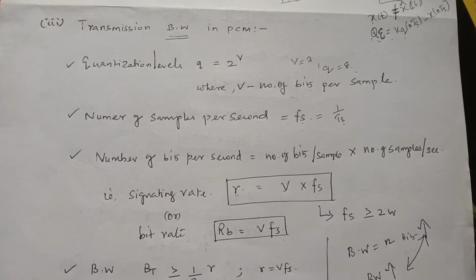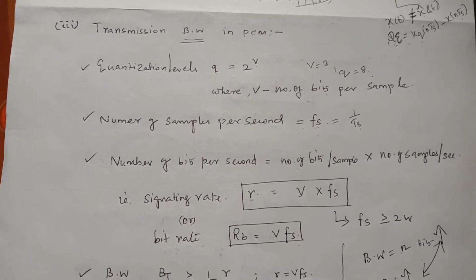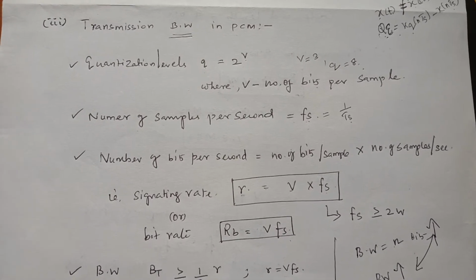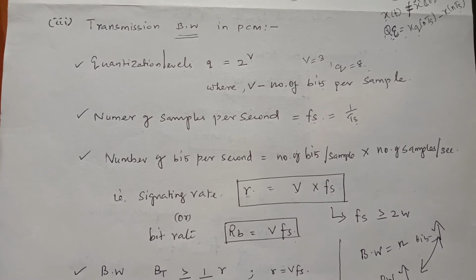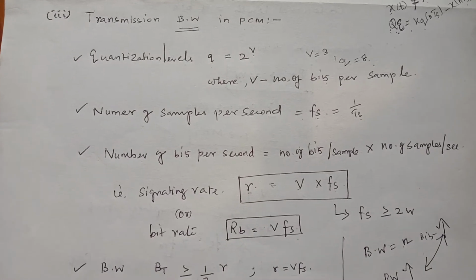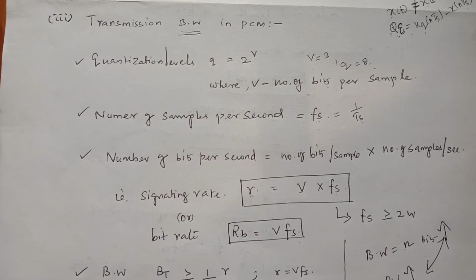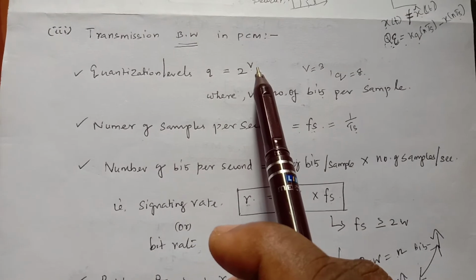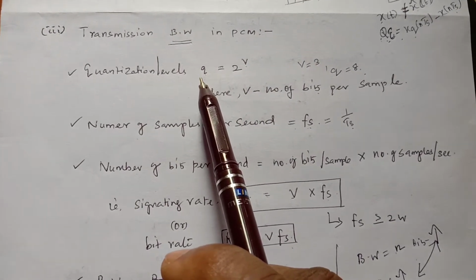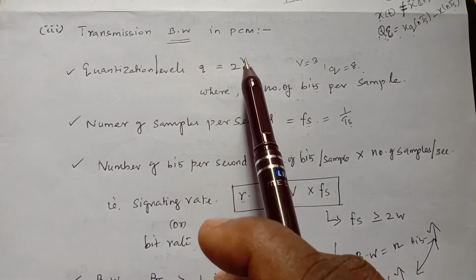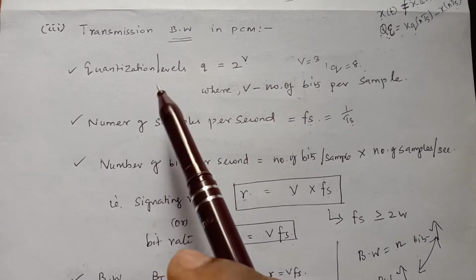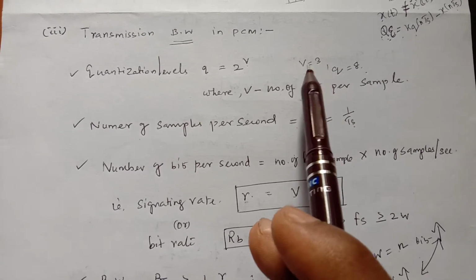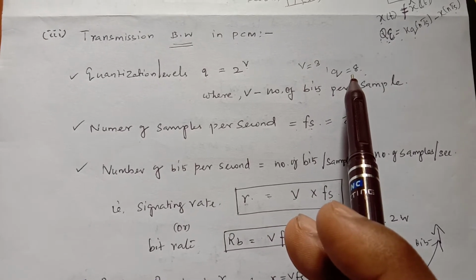Here one of the important parameters in pulse code modulation is transmission bandwidth. Transmission bandwidth depends upon the number of quantization levels. We have already discussed that in pulse code modulation the quantization level is denoted as Q. It depends upon the number of bits, that is, the formula: quantization level q is equal to 2 power v, where v is the number of bits. For example, v is equal to 3 means your quantization level q is equal to 8.